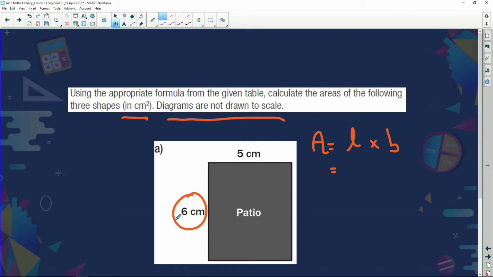My length is going to be 6 centimeters and my breadth is 5 centimeters. Okay, let's just get a color here quickly. 5 centimeters. Now 6 times 5 is 30 and my answer is centimeters squared. Centimeters times centimeters, centimeters squared. And you know you're calculating area, and because you're calculating area, your units have to be squared.